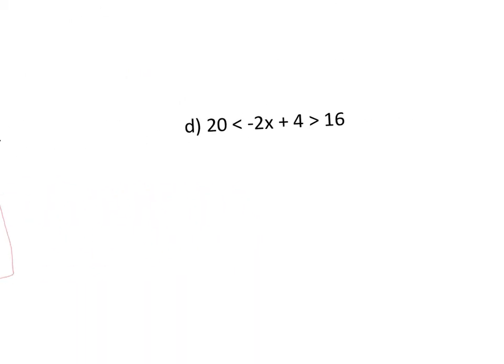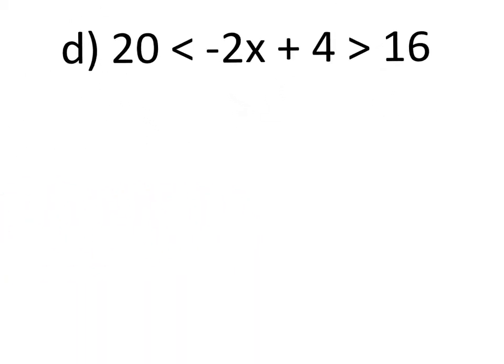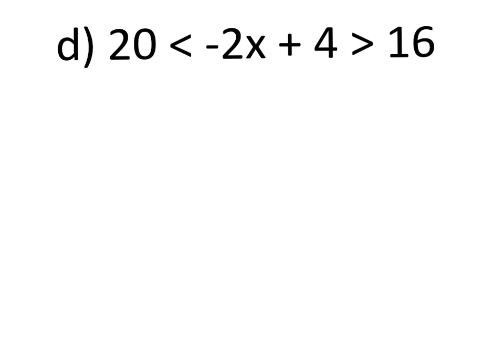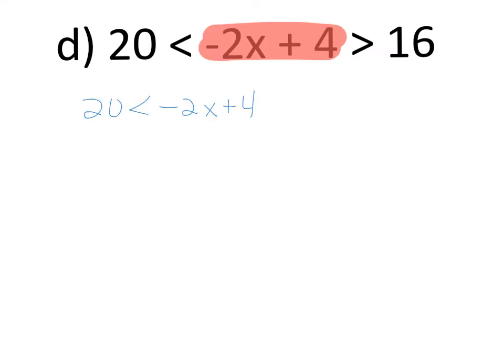All right, let's go to D. So again, on D, we see that the middle's being shared. So we're going to take this guy and we're going to share it to both parts. So I'm going to rewrite it as 20. Oh, darn it. Let's try that again. 20 is less than negative 2x plus 4, and negative 2x plus 4 is greater than 16.